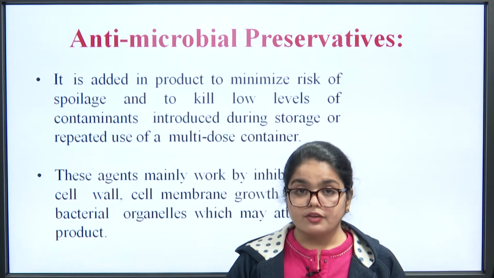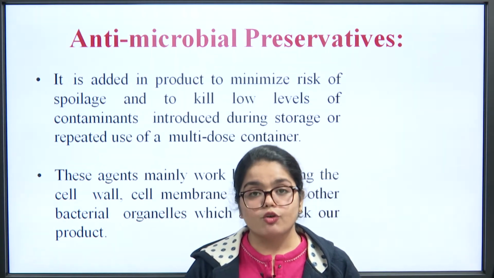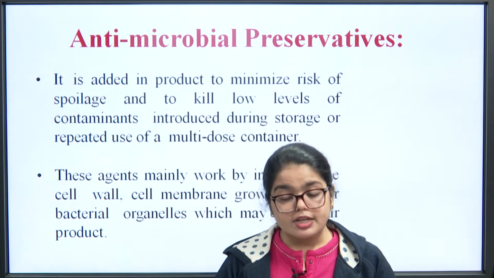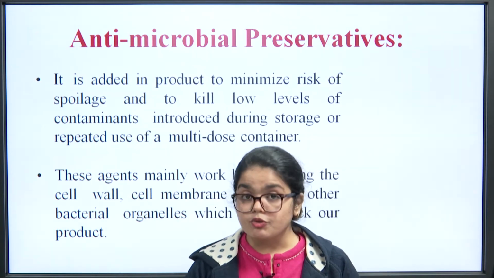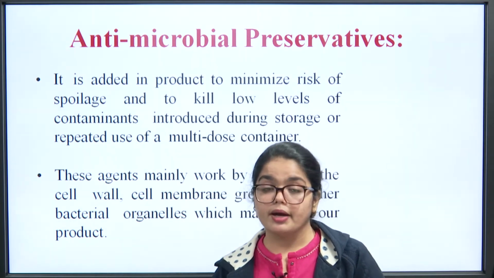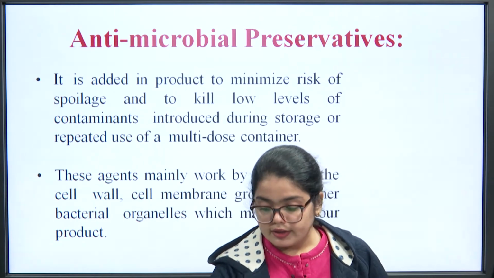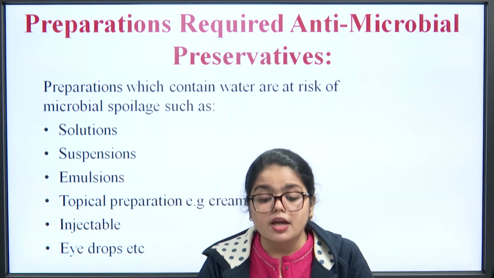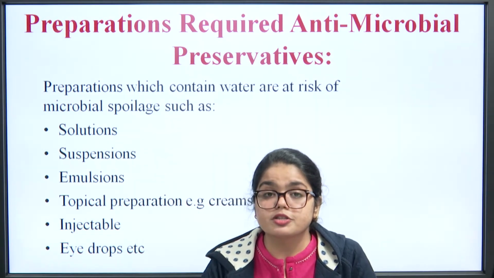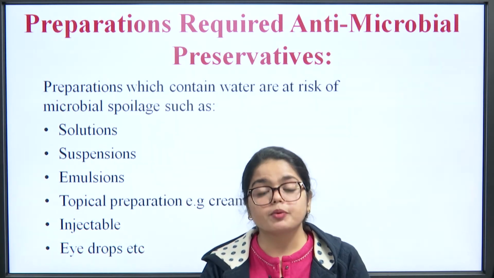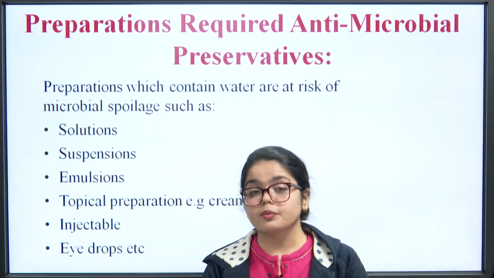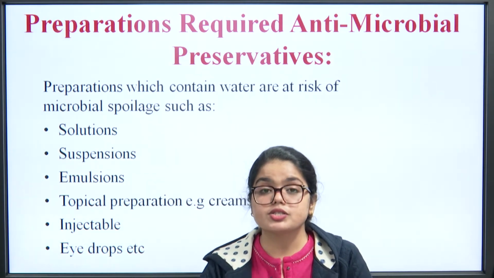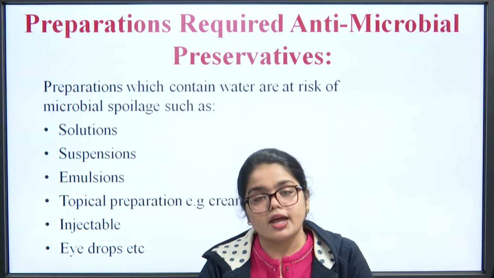What happens when the preservative is antimicrobial? Either it will not allow the cell wall to form, or the cell membrane growth is inhibited, or the organelle synthesis is inhibited, meaning the particular kind of organelles required by these bacteria may be inhibited. Then coming to the next slide, preparations requiring antimicrobial preservatives. Why we require these preservatives has been made clear. Now, the kinds of preparations that require a preservative are solutions, suspensions, emulsions, topical preparations like creams or gels, injectables and eye drops.